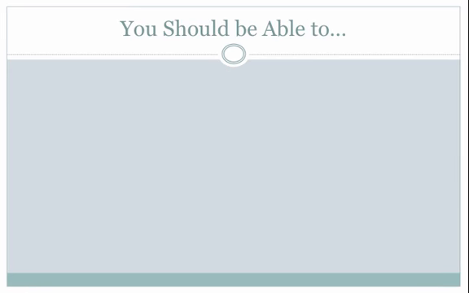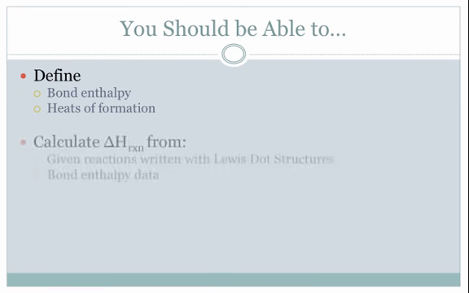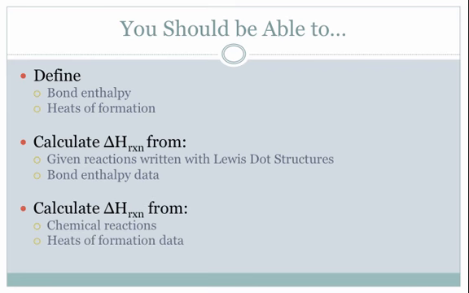Just to wrap things up, we can go over a list of things that you should now be able to do based on what we've talked about here. First of all, you should be able to define what bond enthalpy is and what heats of formation are, and be able to look all of that data up on a respective data table. You should be able to calculate the delta H of a reaction if you are given the reaction with Lewis dot structures and you are given bond enthalpy data. We talked about an equation and a process for calculating delta H from bond enthalpies. And likewise, you should be able to calculate the delta H from chemical reactions, just the chemicals this time, and heats of formation data.